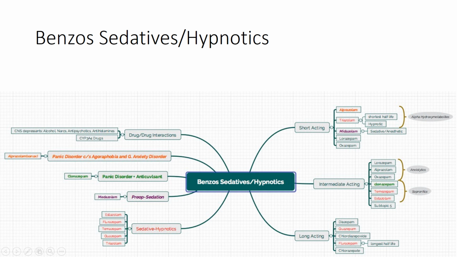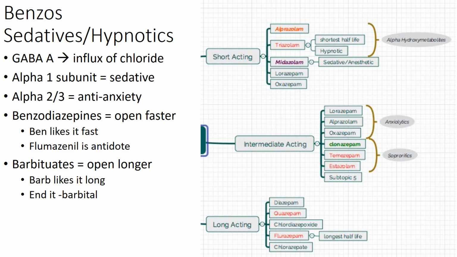And if we go down here on the next slide, we actually have some things to help us remember that. Quick note though first, it's GABAA that causes the influx of chloride. It's the alpha-1 subunit that's a sedative. Alpha-2 and 3 are anti-anxiety. People get anxious when there's too many people around. We can think about 2 or 3 is more.